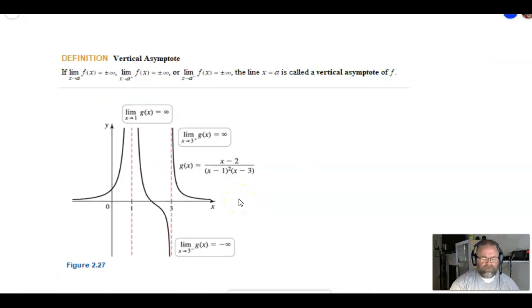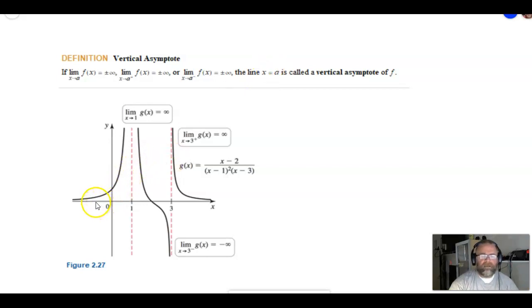All right, now let's take a look at the vertical asymptote. The definition for the vertical asymptote is also on page 85, and it says if the limit as x approaches a of our function f of x is equal to positive or negative infinity, then this is from the two-sided limit, and then this is a left one-sided limit, and here's a right-handed one-sided limit. If any of those are plus or minus infinity, then the line x is equal to a is called the vertical asymptote of f.